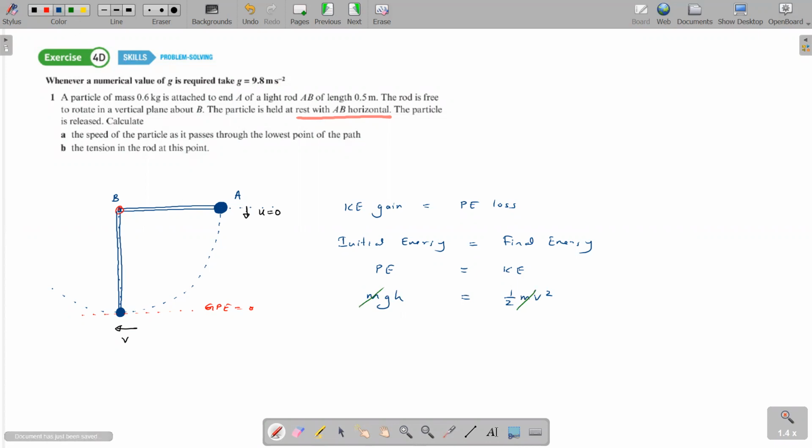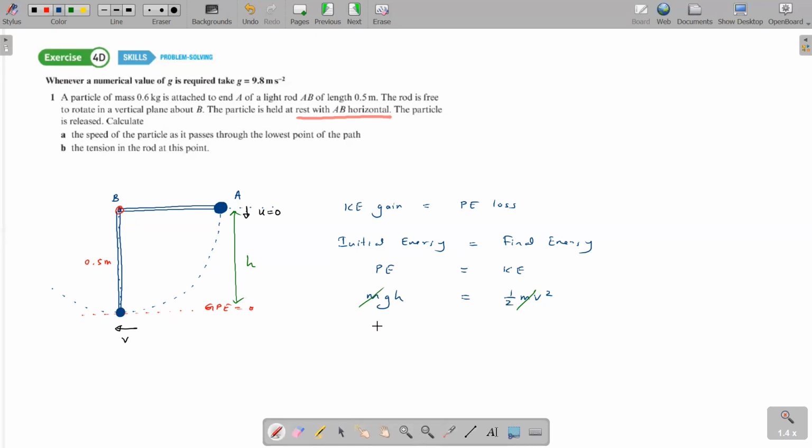Guys, what about the height? When we talk about the height here, height should represent the vertical height, the vertical height the object has displaced. So what about the vertical height? As you can see, the vertical height is the radius, isn't it? So how much is the radius? 0.5 meters. The length of the rod is 0.5, and that becomes the height.